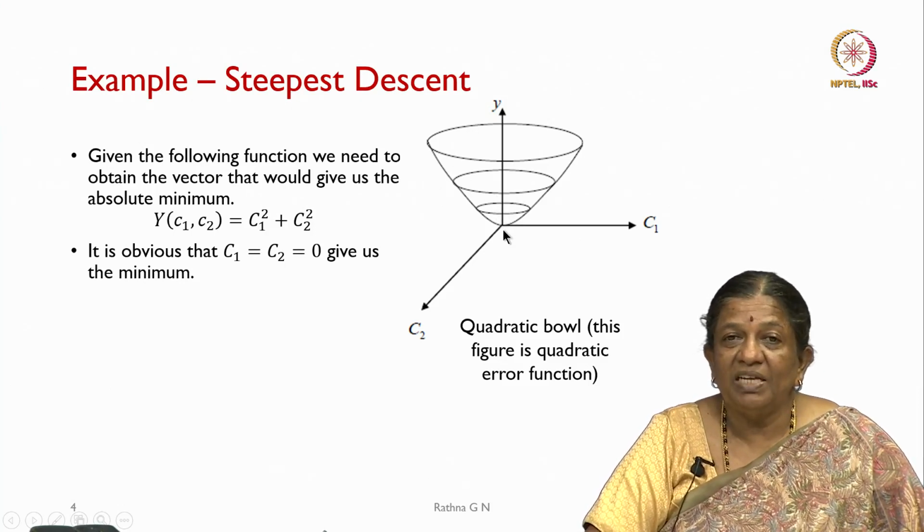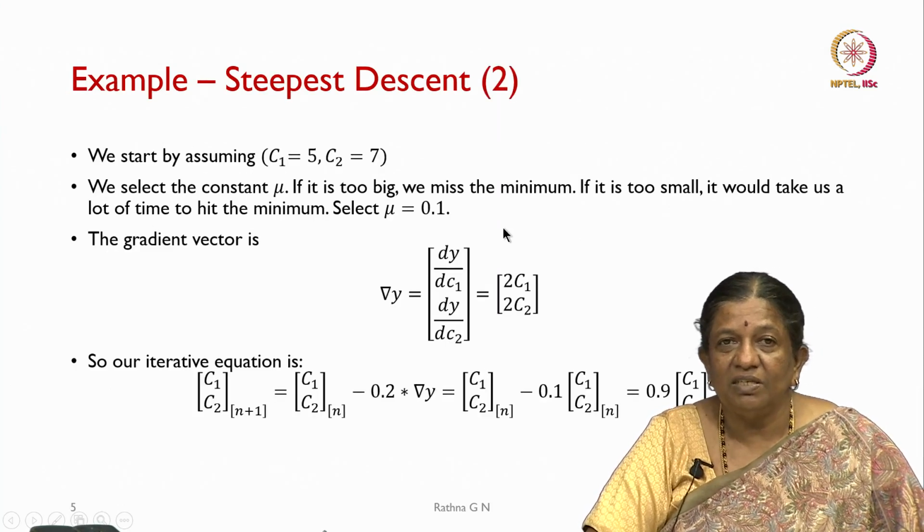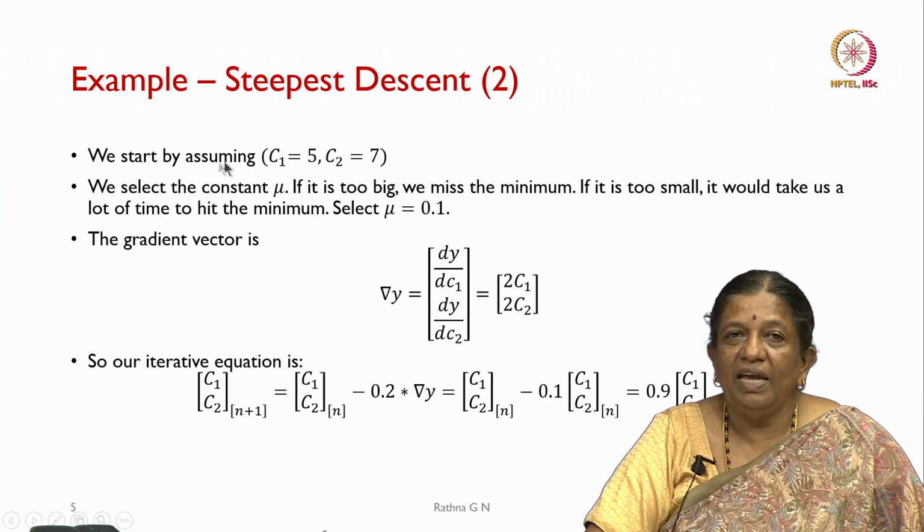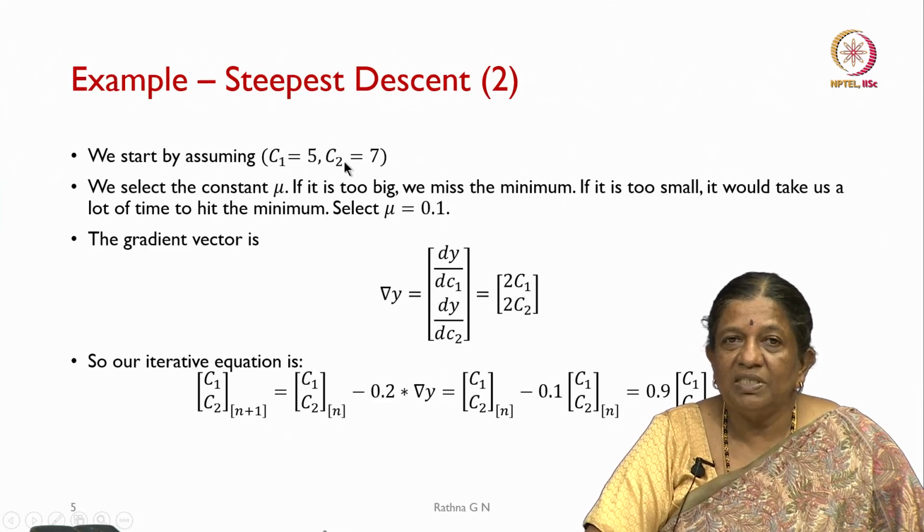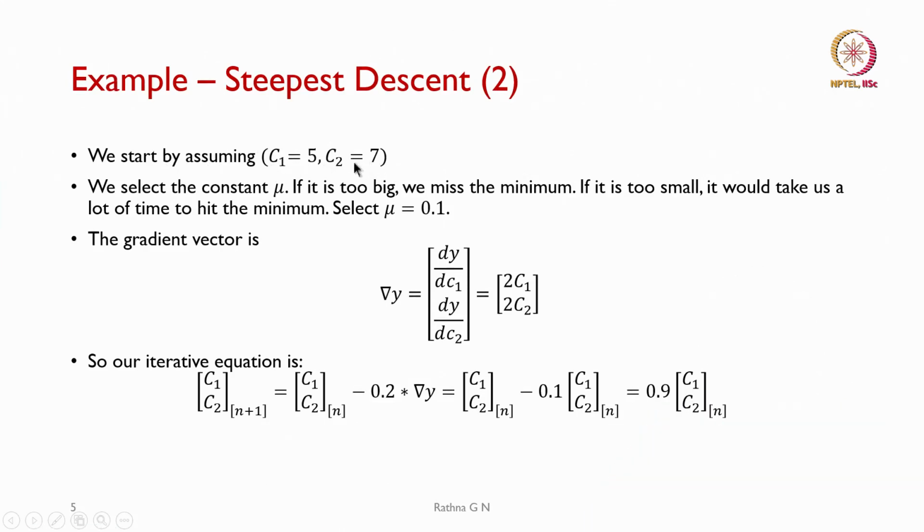In practical applications we may not reach 0. As an example, assume that C1 is equal to 5 and C2 is equal to 7 in the beginning, and we are going to select the constant mu. If it is too big, we miss the minimum. If it is too small, it would take us a lot of time to hit the minimum. So, in this case we will select mu equal to 0.1.